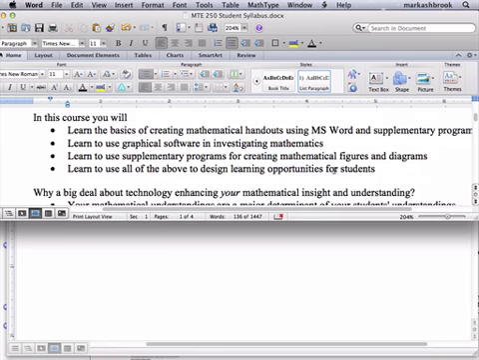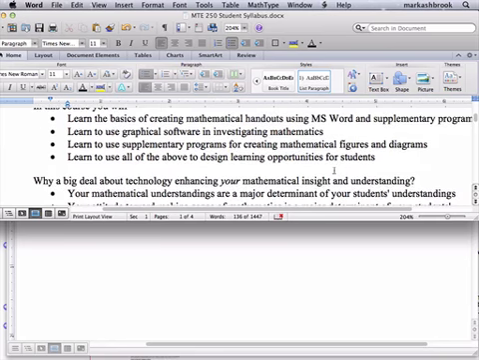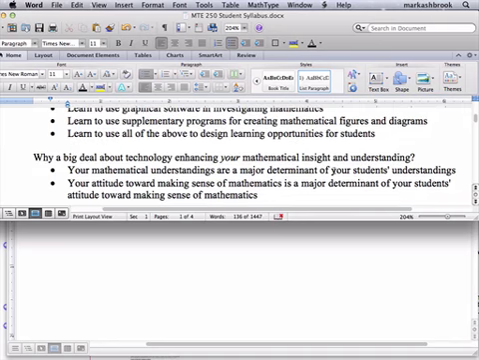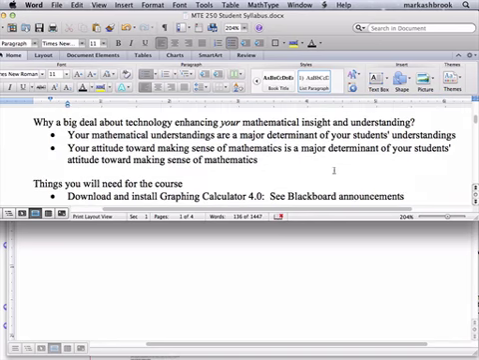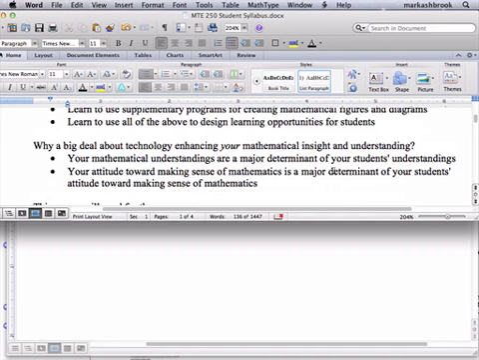So, what is the big deal about enhancing your own mathematical insight and understanding? Why is two-thirds of this course about your improvements, your continual shift towards a conceptual orientation? Okay, we said this. Your mathematical understandings are a major determinant of your students' understandings, and your attitudes towards making sense are a major determinant of your students' attitude toward making sense.